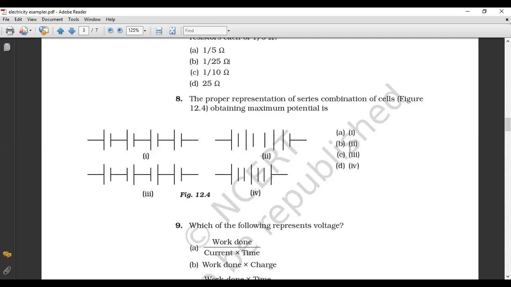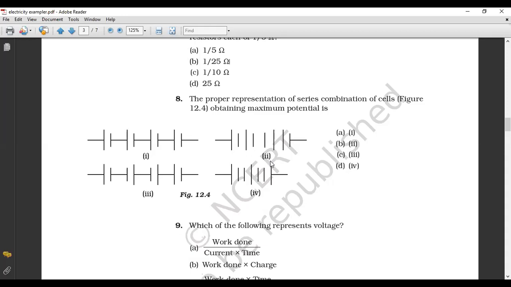सीरीज कॉम्बिनेशन में सेल्स को लगाया गया है और हमसे पूछा गया है कि मैक्सिमम हमें कहां पे वैल्यू मिलेगी. So we have to find it from where we can easily get the maximum value. So dear students, यहाँ पे आपको क्या नोट करना है?